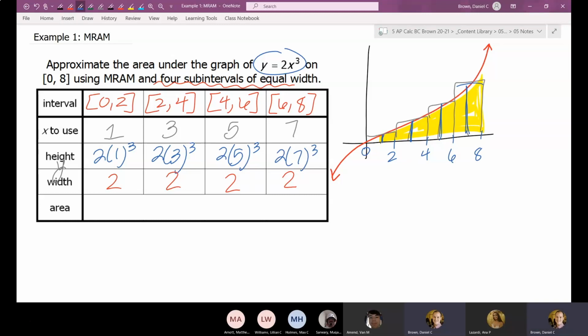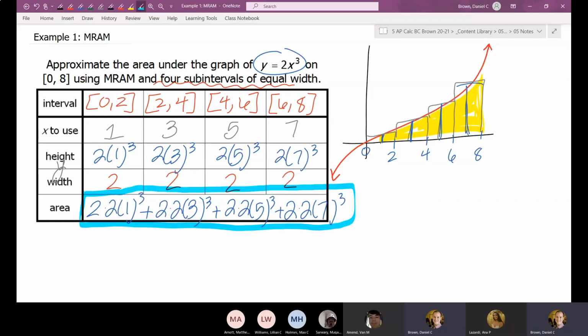Base times height. I called it width, but base times height. So my first rectangle is 2 times that, base times height, plus the second rectangle, base times height. Third rectangle, base times height, plus the fourth rectangle, base times height. No need to simplify your answer as long as your final answer is a sum of products, basically a sum of a bunch of areas. Again, you could, but why waste it?